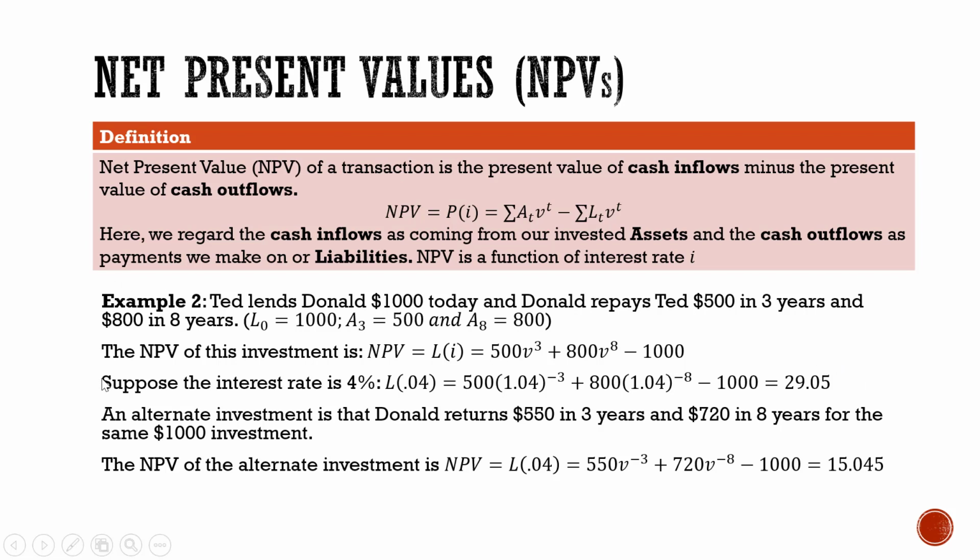So the first investment is more beneficial. So the first investment is better. So this is the first method to compare two different financial transactions. Here we have two financial investments, and at the interest rate 4%, the first investment has higher net present value, NPV. So the first investment is better.